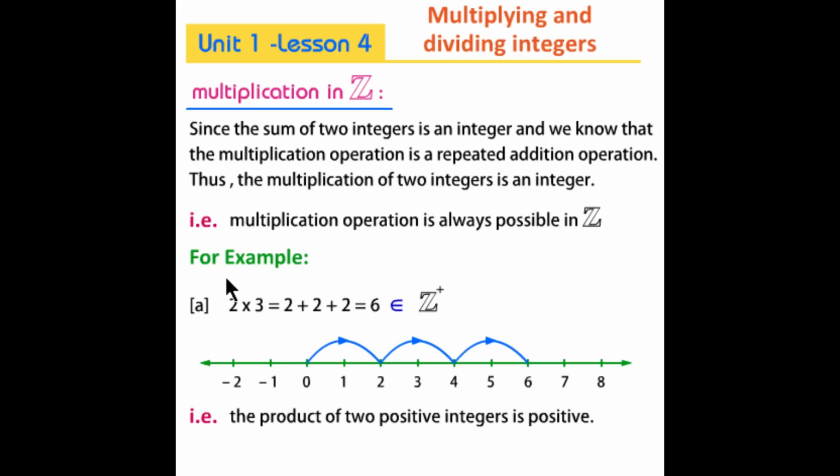For example, A. 2 times 3 equals 2 plus 2 plus 2 equals 6. 6 belongs to Z positive. That's to say, the product of two positive integers is positive.